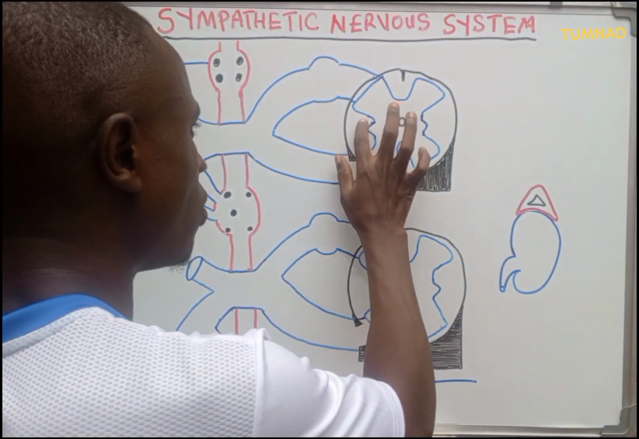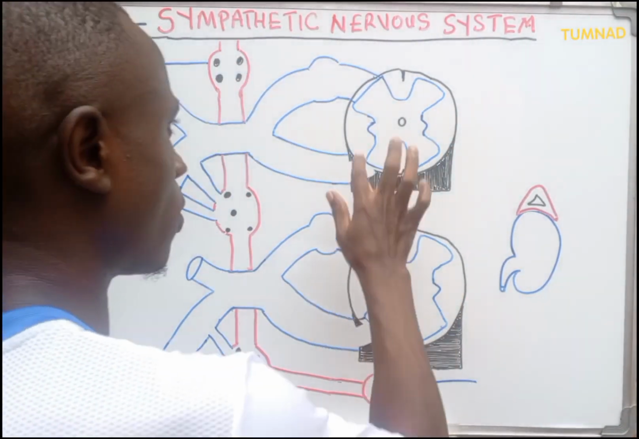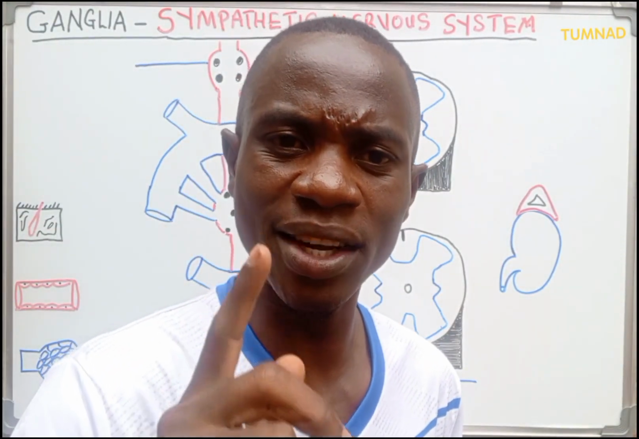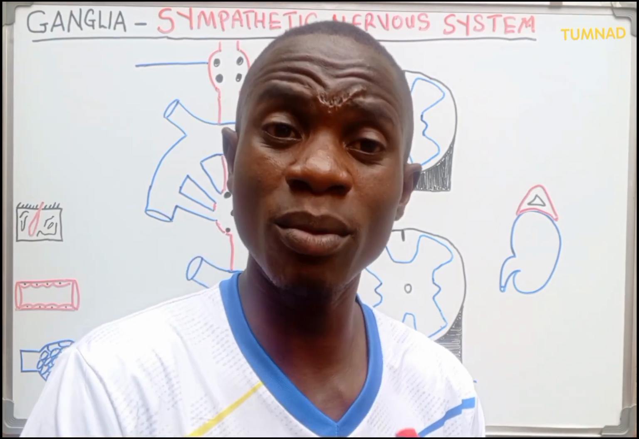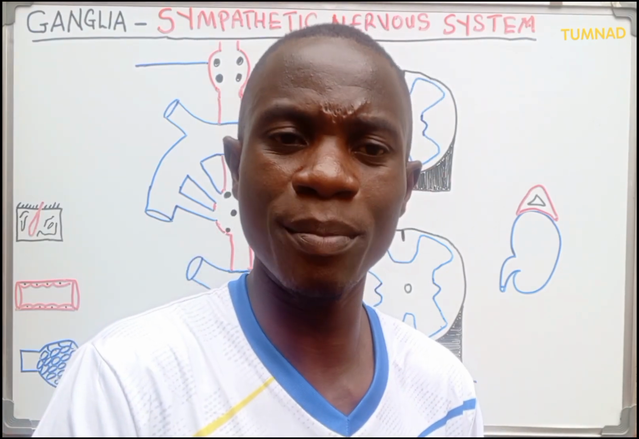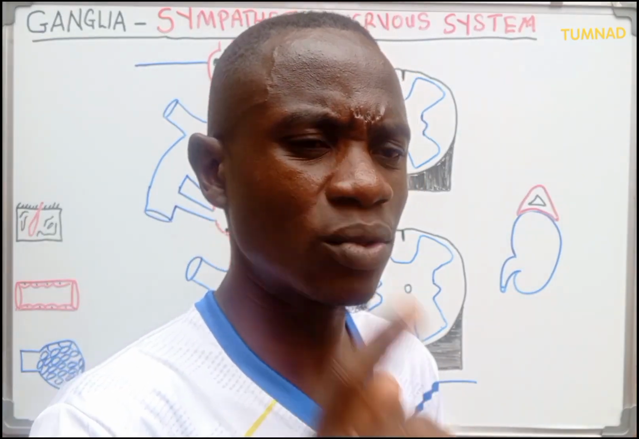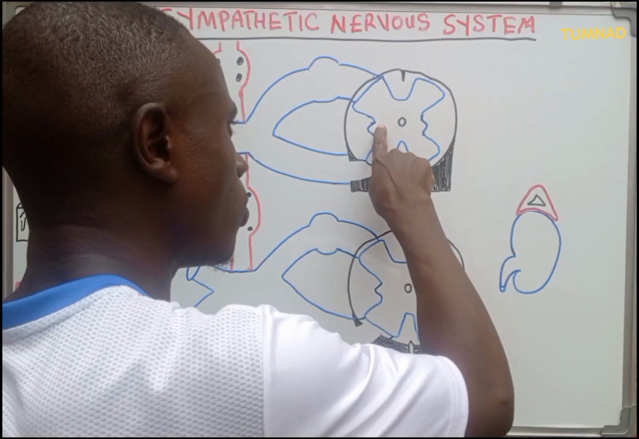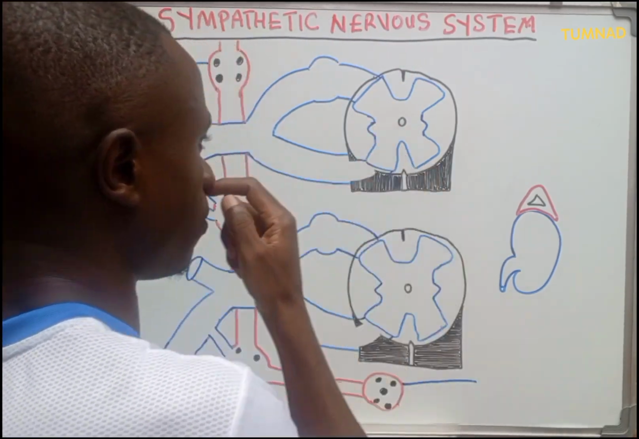Now, we see these dilated structures on the cross-section of the spinal cord. These are called the lateral horns. And it is within the lateral horns that we find the cell bodies of the preganglionic motor fibers of the sympathetic nervous system. That is something very important to note. They are going to be coming out from here.